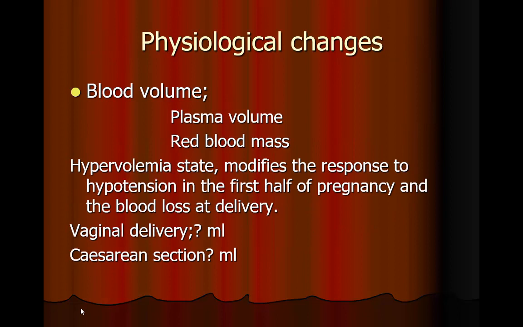Physiological changes in pregnancy: the blood volume, regarding plasma volume and red blood cell mass, is increased. This means a hypervolemic state, which modifies the response to hypotension in the first half of pregnancy and to the blood loss at delivery. The amount of blood loss during vaginal delivery is about 500 cc. When it is more, it means that the patient developed postpartum hemorrhage. During cesarean section it is around 2 pints, 1000 ml. When it is more, the patient is considered to have developed postpartum hemorrhage.